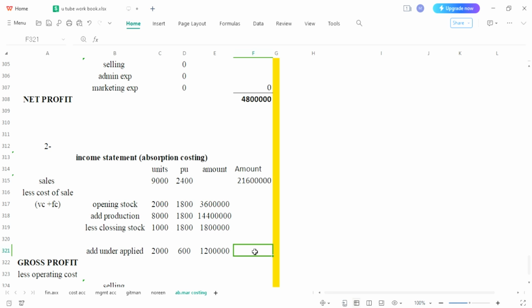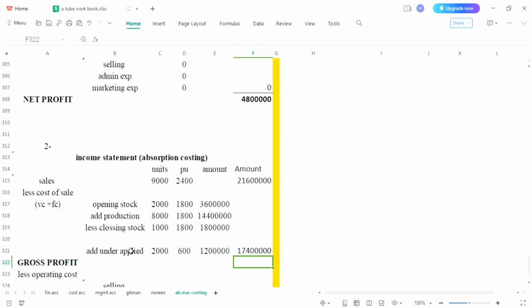Okay, let's start our calculation for cost. First is opening stock, and then you need to add production cost, and then you need to subtract closing stock, and then you need to add under applied. So please check it out. We have added production cost to opening stock, closing stock is being subtracted, under applied is being added. So in this way we have got our total cost.